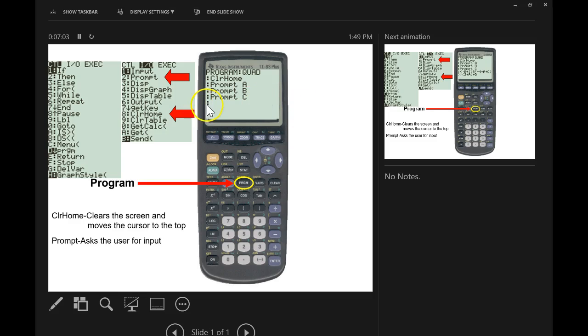Next step. So I've typed in Prompt C and I pressed Enter, so I'm on a new line. What I'm going to do now is type in the quadratic formula exactly as I've written here. Move up.